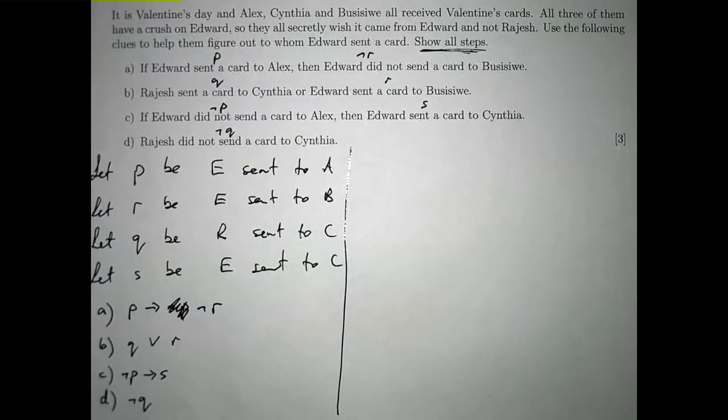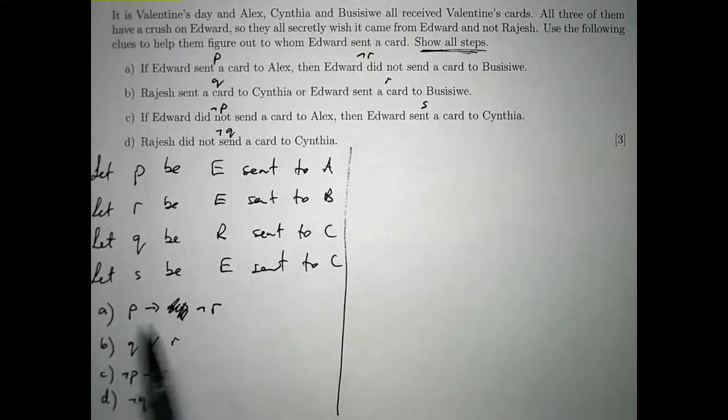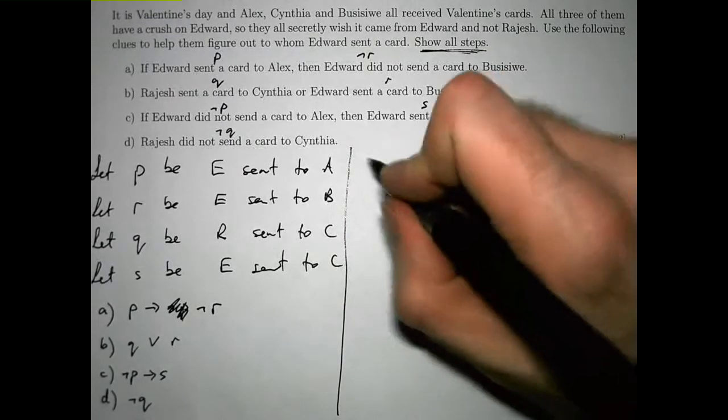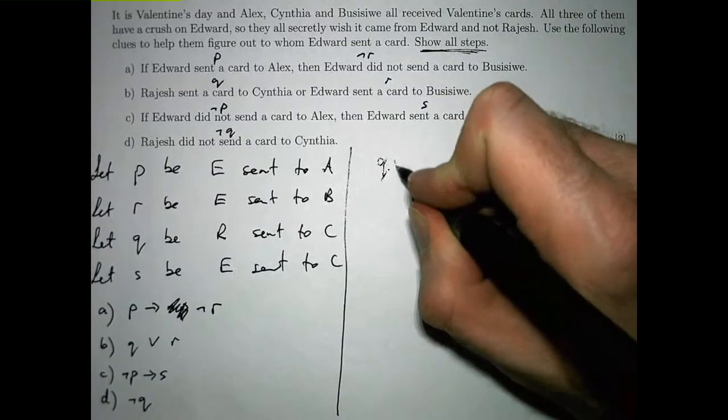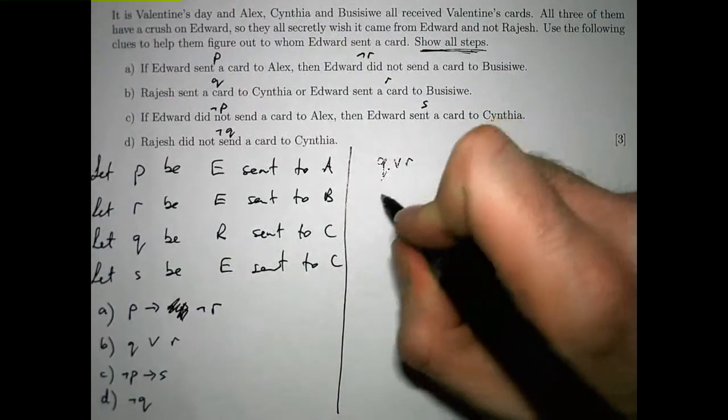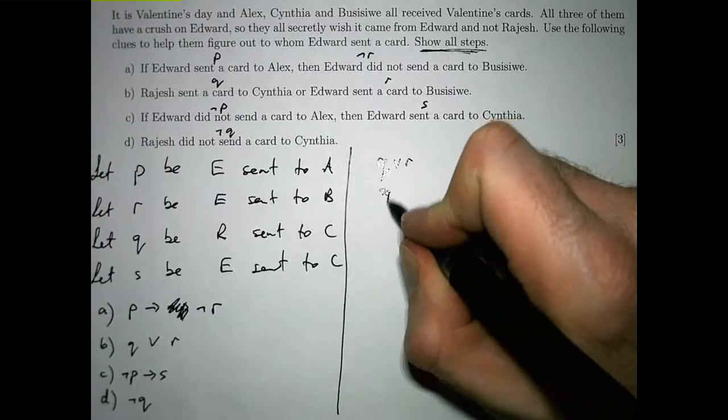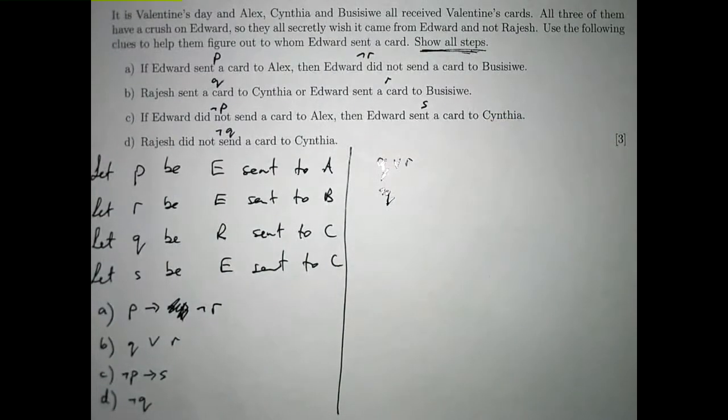Okay, so now we've got our statements in mathematical logic. Let's now use them and use our logic valid arguments to work out who Edward did send a card to. Right, so we've got P implies not R, Q or R, not P implies S, and not Q. Usually you start with this little guy. We are going to use not Q with something else. Now this one doesn't include Q, and this one doesn't include Q, but B does. So we've got B gives us Q or R, and D tells us that not Q is true.